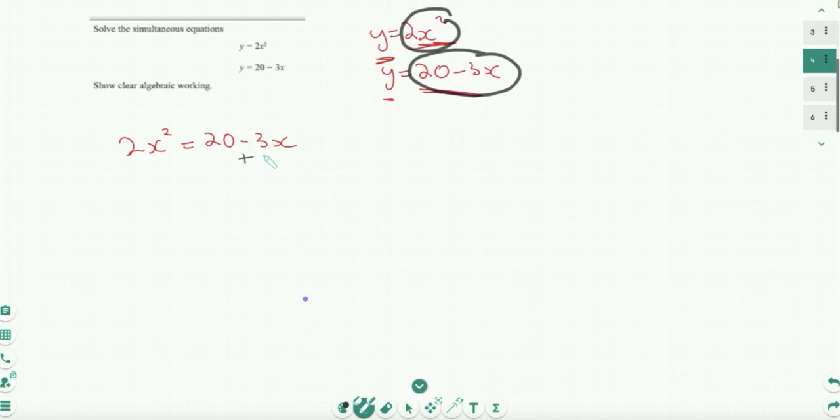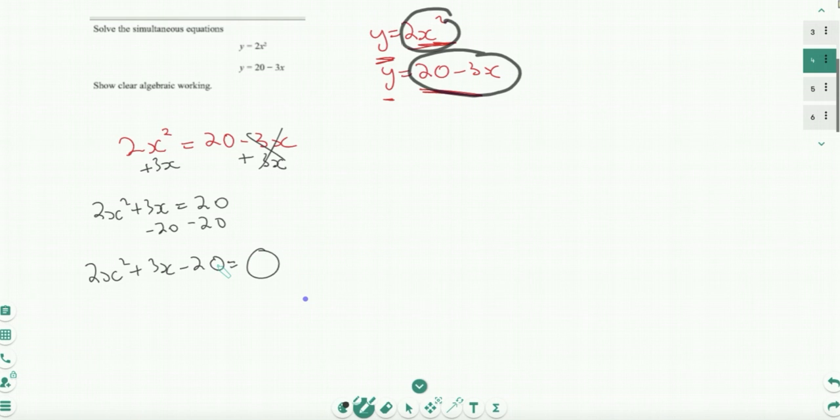So that's plus 3x on both sides. So it's going to be 2x squared plus 3x equals, that cancels out, 20. And then we're going to minus 20 on both sides. So 2x squared plus 3x minus 20 equals 0. It's important, guys, at this point, you can spot the quadratic before it looks like a proper quadratic. You have to spot the squared term, the x term, and the number term, and rearrange it so they're all on the same side and the other side is 0.